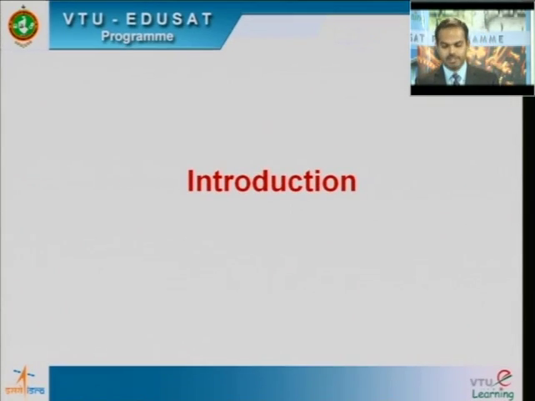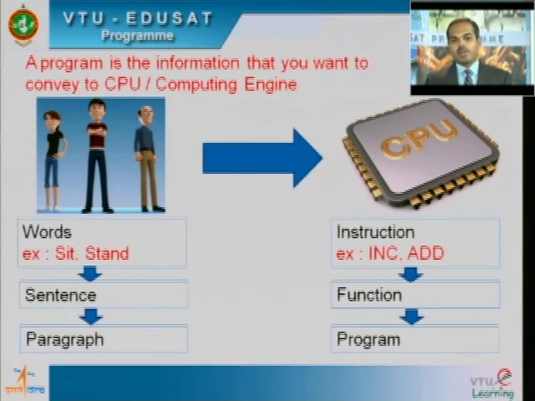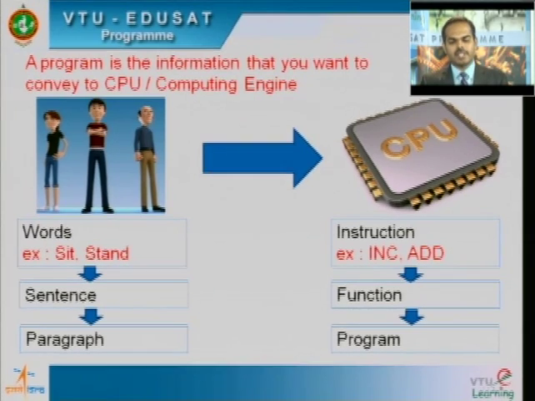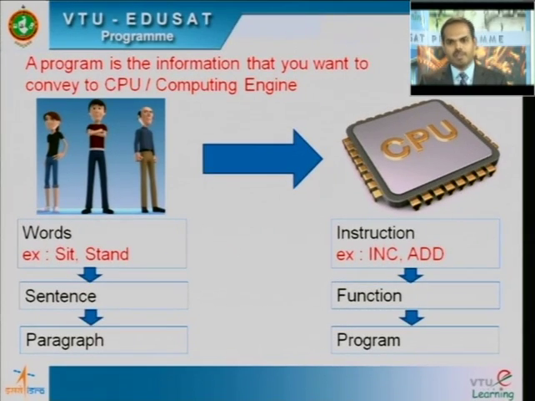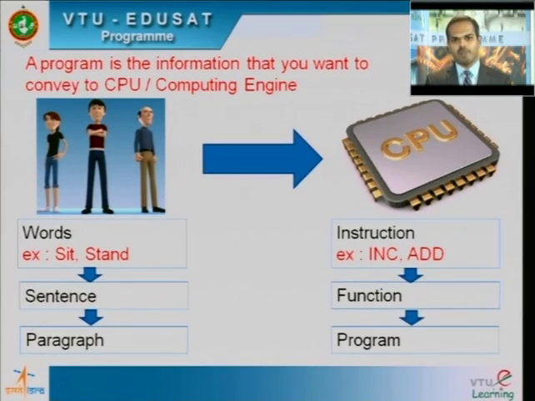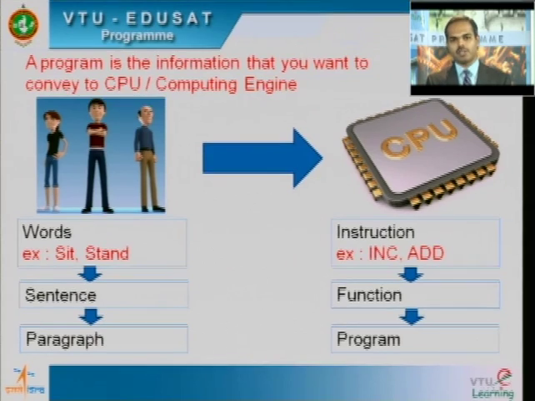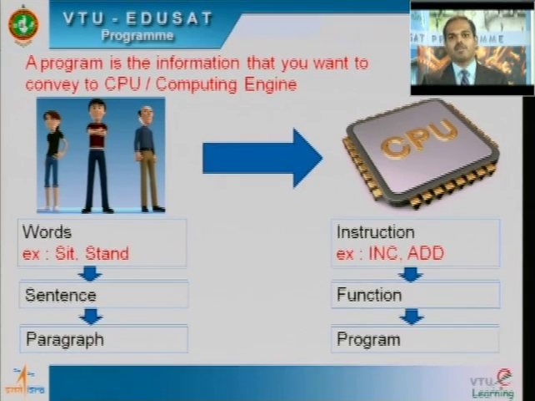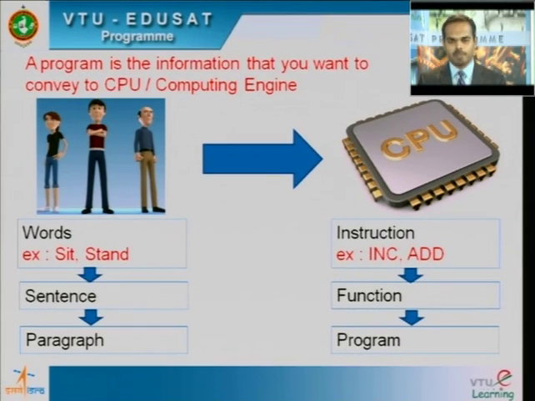Let's start with this. Introduction. What exactly is a program? A program is the information that we want to convey to the CPU or a computing engine. We human beings communicate with each other using words. Using these words, we form sentences, and these sentences together form a paragraph, with which we convey the whole information to another human being.